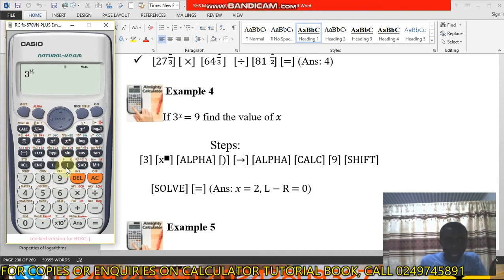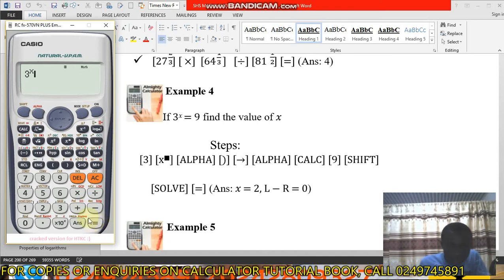Alpha is in pink color, then the bracket close, the x on top, is also in pink color. Those who have not yet watched our introductory videos of the keys, you just subscribe to our channel and you get alerts of all the videos. So 3 raised to the power x has been entered.